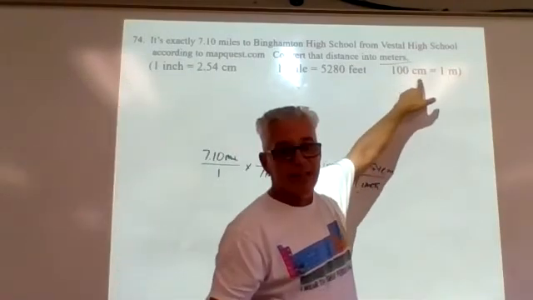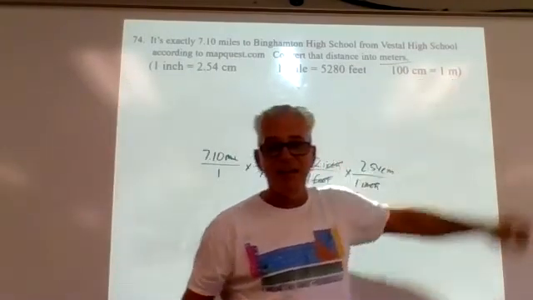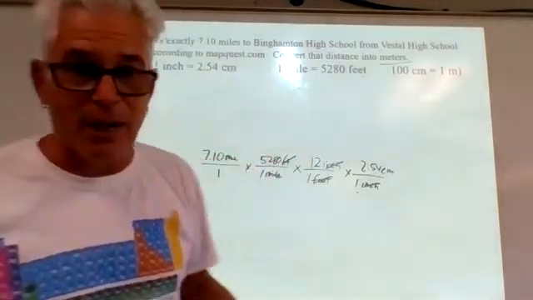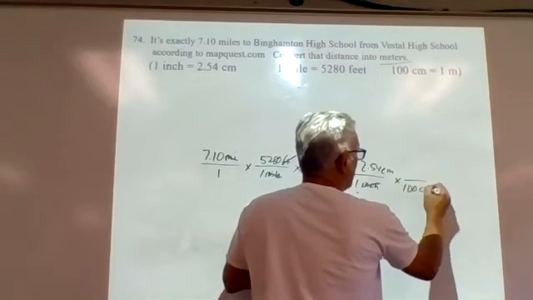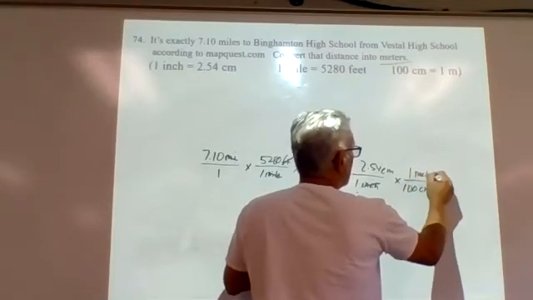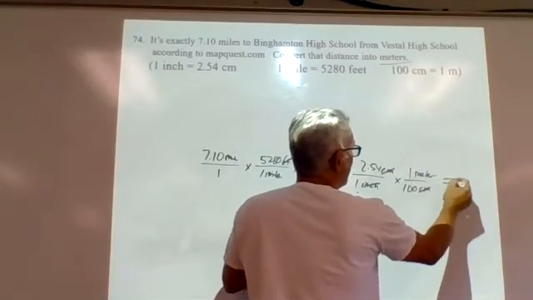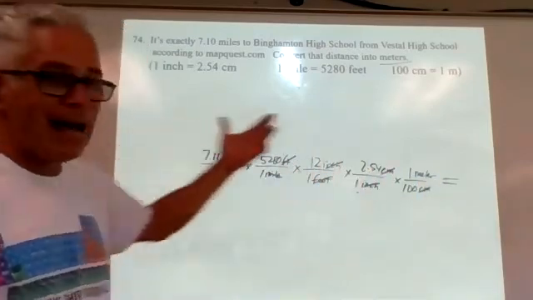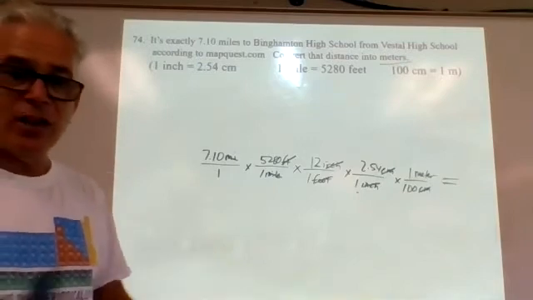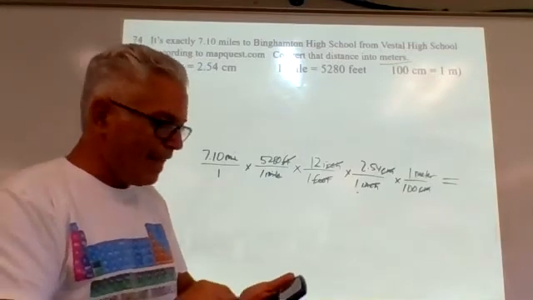Now I know there's 100 cents in a dollar. There's also 100 centimeters in a meter. So let's do this. 100 centimeters is 1 meter. Centimeters cancel. There's the unit I want. Time for my equal sign. And now we got a lot of multiplication to do. Get your calculator. Don't be lazy. We're on the last problem of the day.